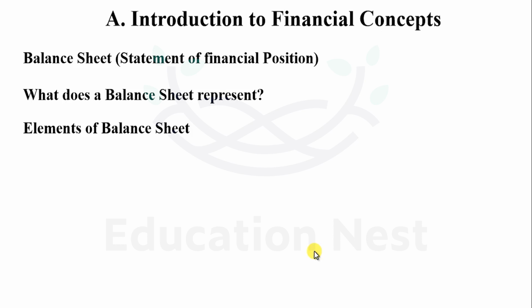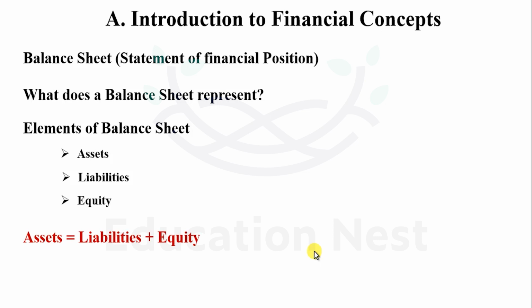The elements of balance sheet are assets, liabilities, and equity. And there's a golden rule, that there's a relationship defined between the various elements of the balance sheet, which is assets will always be equal to your liabilities plus your equity. Basically, this means that all the assets are going to be financed by your liabilities and your equity. Equity is basically the owner's money, stockholders' equity.